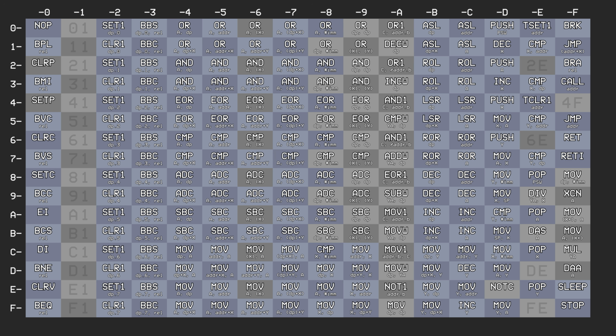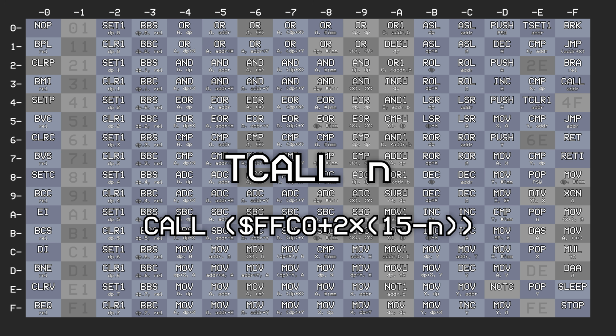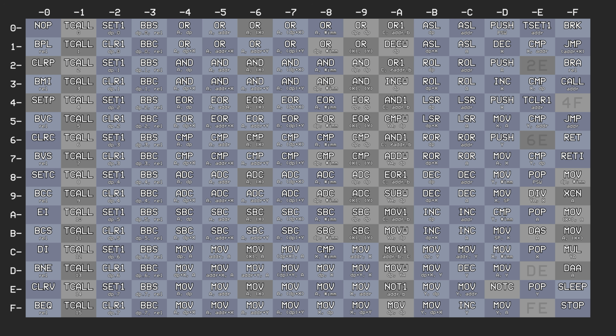Finally, there are a bunch of additional control flow instructions. The table call instruction is a shorthand for the call instruction, where the location of the routine to call is held in a table at address hex FFC0. The table can have up to 16 entries, and each corresponds to its own opcode in order to really reduce the number of bytes used.